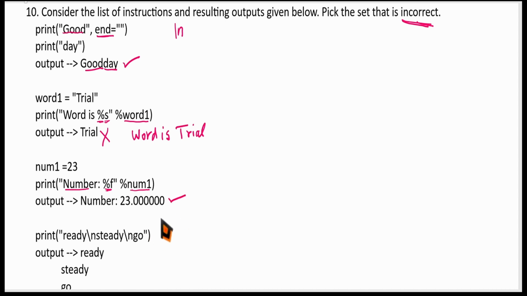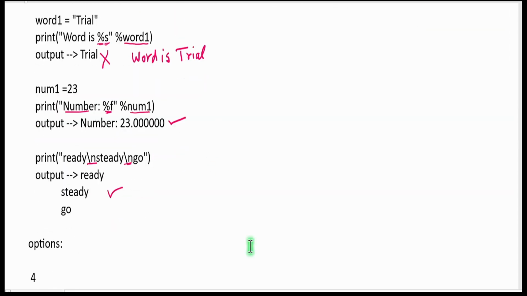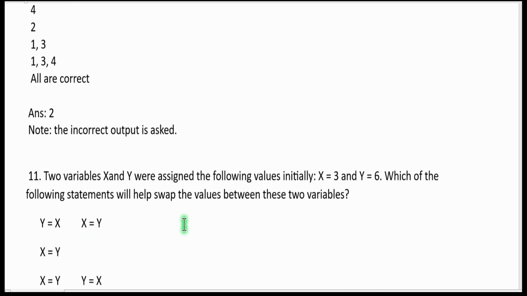Now you come to the next option. Print ready. Here \n is there. \n indicates that the next word should be printed in the next line. So steady will be printed in the second line. After that again \n is coming. So go will be printed in the third line. So the output should be ready in the first line, steady in the next line, go in the third line. So this is also correct. So the wrong output is the second one. So options are given like this: 4, 2, 1, 3, 1, 3, 4. Actually 2 is not correct.